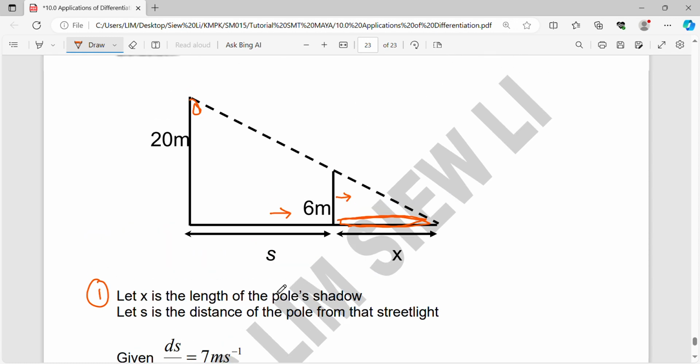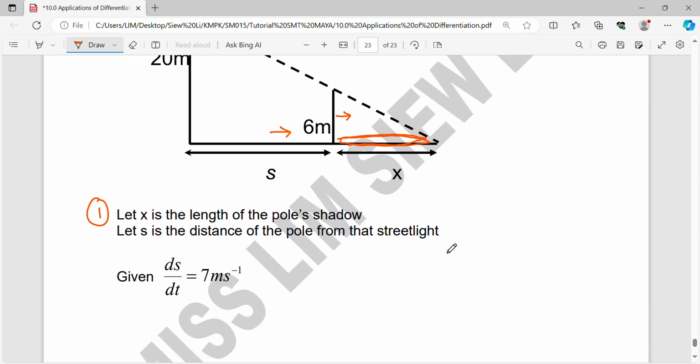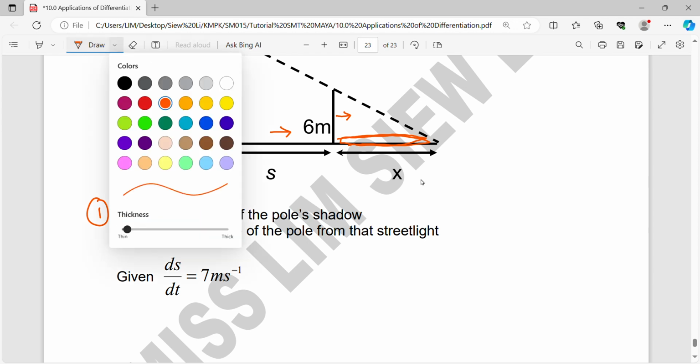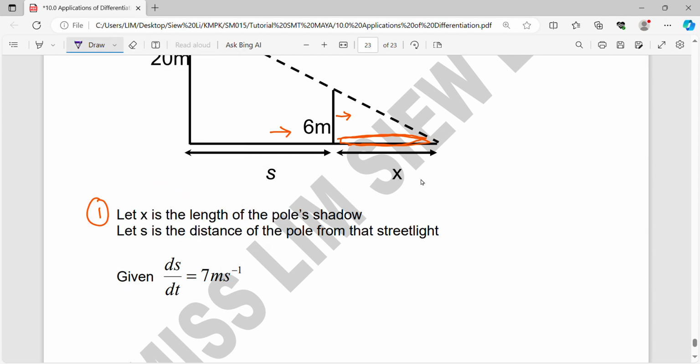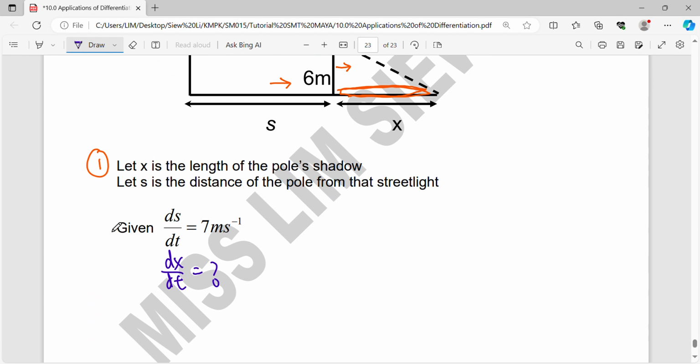And then what do they ask for? They ask for the rate of change of the pole shadow. So they want the rate of change of x. So dx/dt is what we are going to find. So our first step is to list the derivative information given and find out what the question asks.